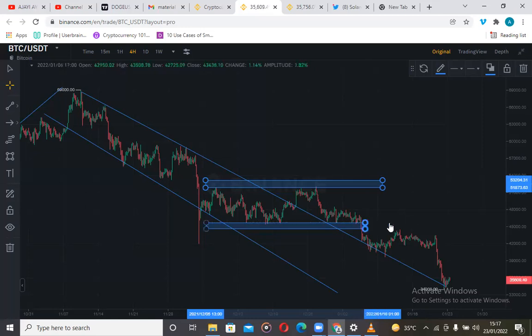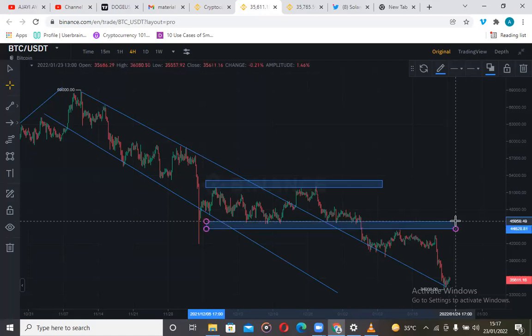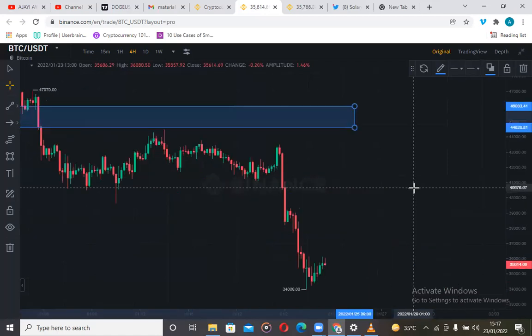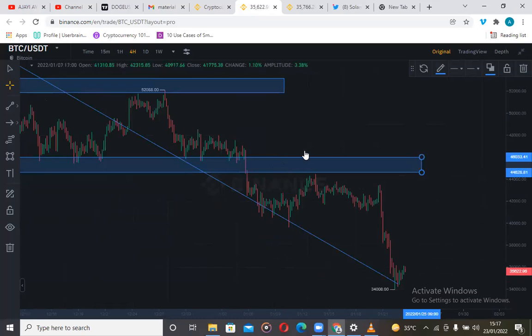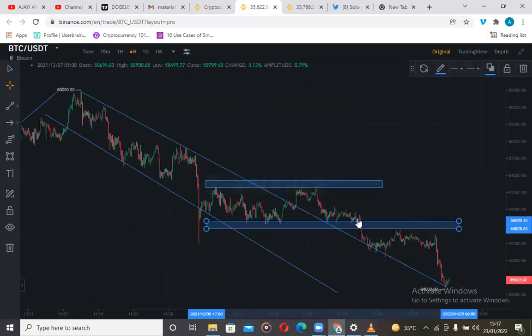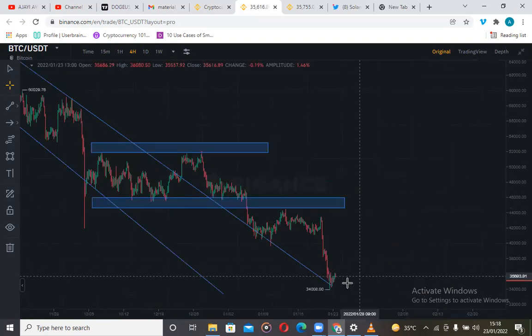You can draw another line and continue the line. Right, you can see. So this second line was a support before. But since the market has broken the support, it has to come down. Then it turns into resistance. You can see at this point, it comes down again. So as the market is going, I'll be expecting this one to rise.